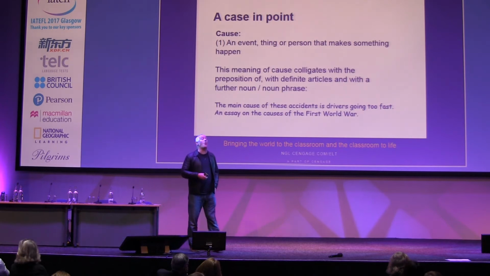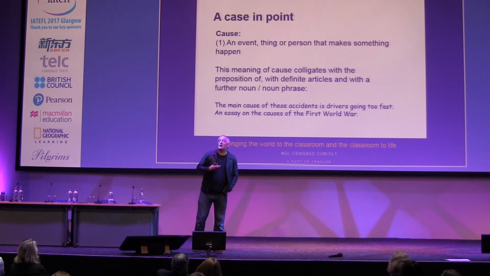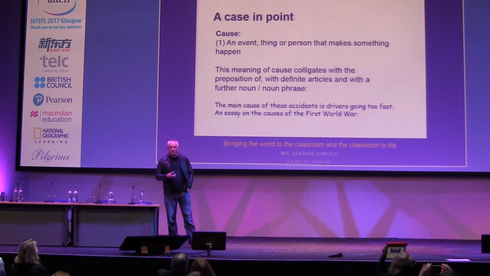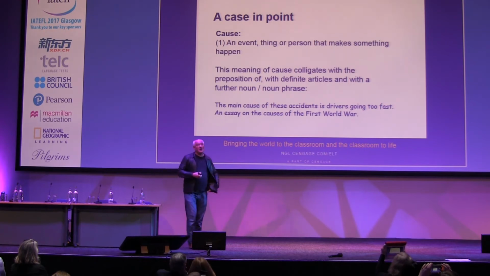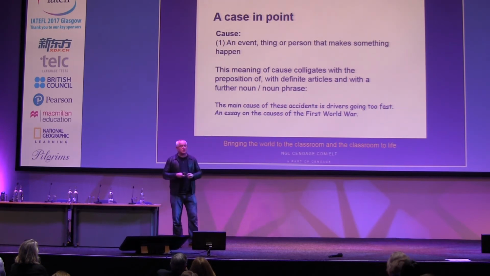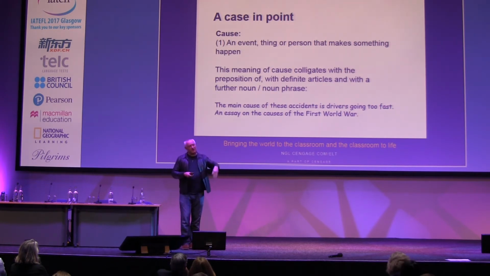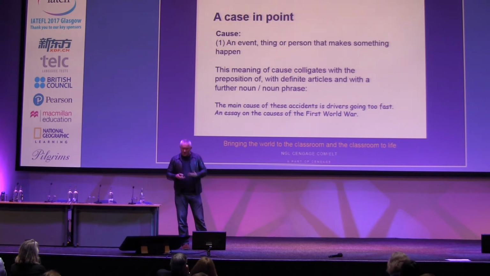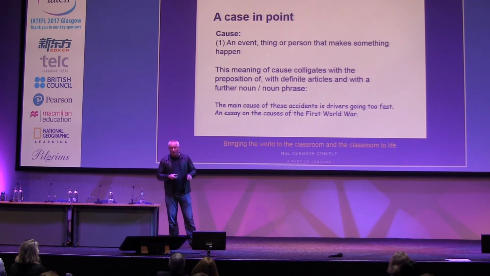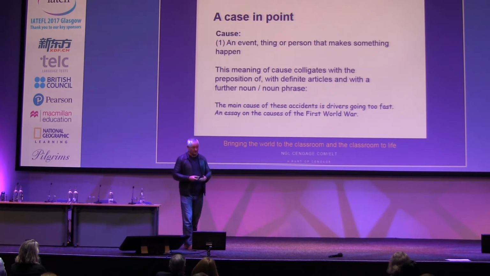Just take the word "cause" as a noun, okay? If you look up the word cause in a dictionary, the most common meaning is an event, thing or person that makes something happen. And this meaning of cause has its own particular micro-grammatical features. So it often colligates with the preposition "of," there's often a definite article, and then there's often a further noun or a noun phrase. So you get things like, "The main causes of these accidents is drivers going too fast." "I've got to write an essay on the causes of the First World War," okay?